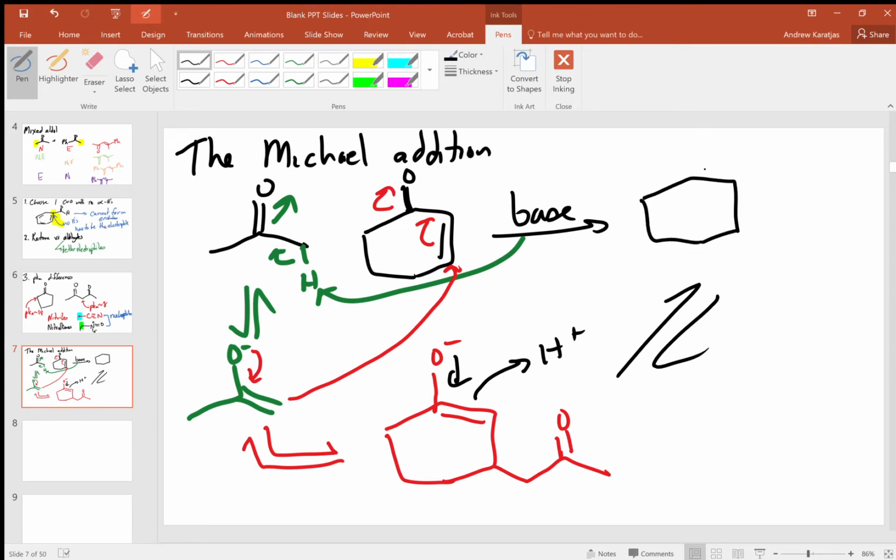And so if you think back to previous 1,4 additions, the mechanism here, this is the exact same mechanism. We have an extra step because we have to make the enolate, but that's not a new step to us. And then we just have the two steps of a typical 1,4 addition. The nucleophile attacking at the carbon of the alkene, and then the resulting enolate getting protonated to form the product.